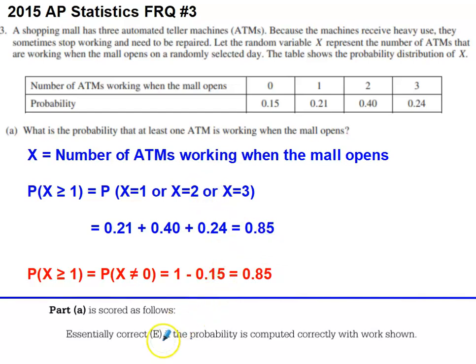I've got a little piece of the scoring guidelines copy and pasted here. You got essentially correct with this part if you had the right probability computed and the work shown. One thing that I would be a little concerned by would be if you concluded part A by saying 85%. They're specifically asking for a probability, and in statistics, a probability is defined to be a value between 0 and 1. So make sure you give that answer between 0 and 1, 0.85 rather than 85%.